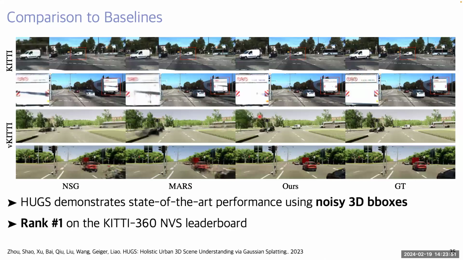The 3D bounding boxes we use are predicted by some existing algorithms based on the RGB input. And we do have comparisons to the baselines. For example, on the synthetic data set, we manually add noise to the bounding boxes. We see that existing methods fail in this case, and our method can reconstruct the car quite well, despite the bounding boxes being pretty noisy. And we also ranked first on the KITTI-360 NVS leaderboard with Gaussian splatting.